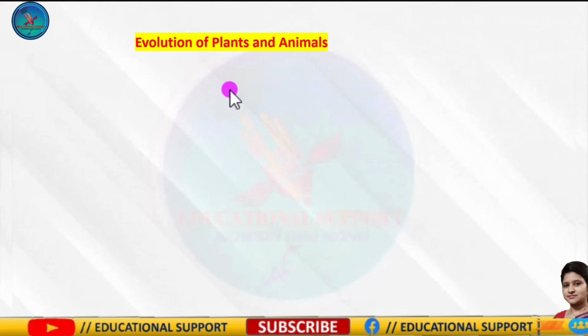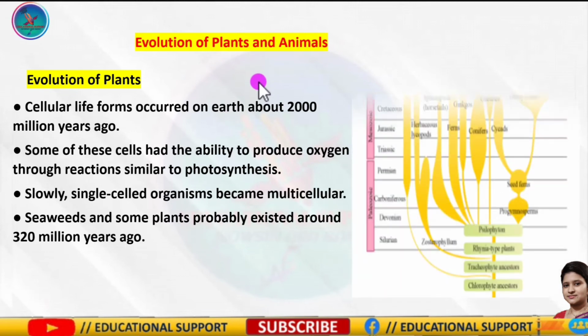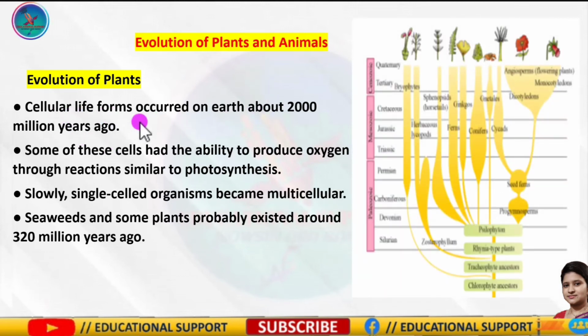Now, evolution of plants and animals. What is the evolution of plants? Cellular life forms occurred on Earth about 2000 million years ago. Some of these cells had the ability to produce oxygen through various reactions, similar to photosynthesis. Slowly, single-celled organisms became multicellular. Seaweeds and some plants probably existed around 320 million years ago.